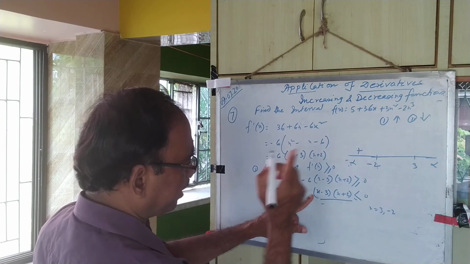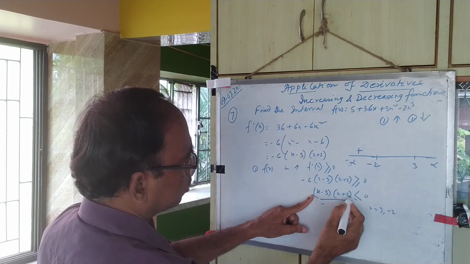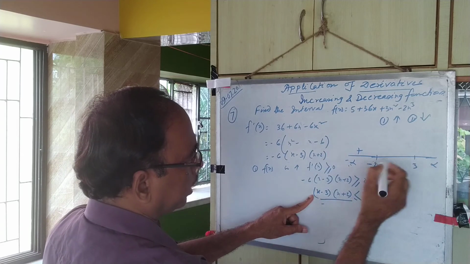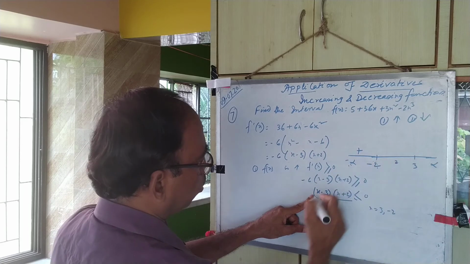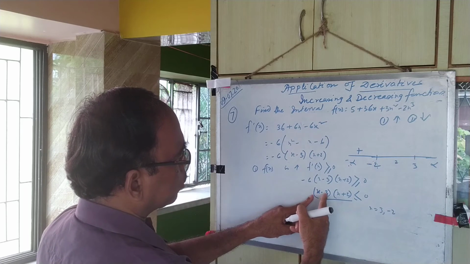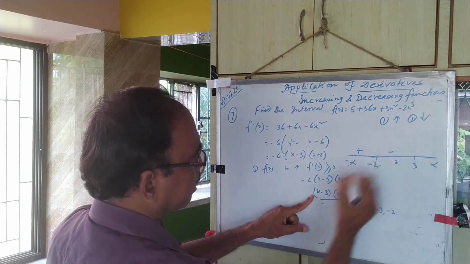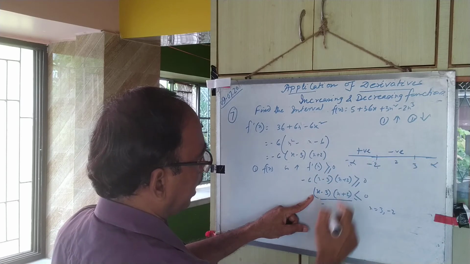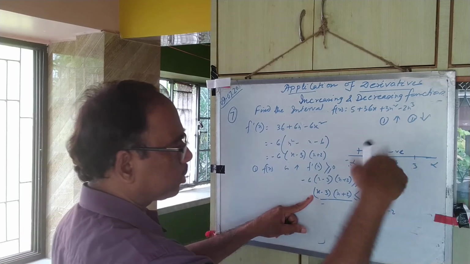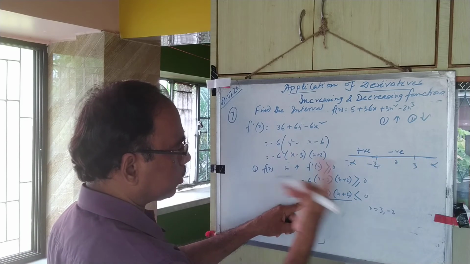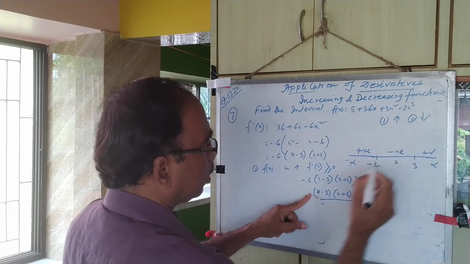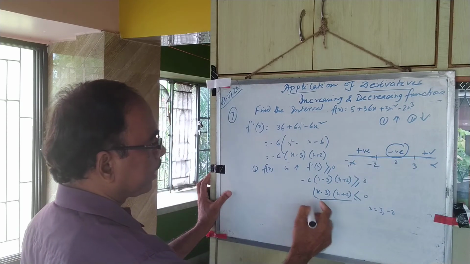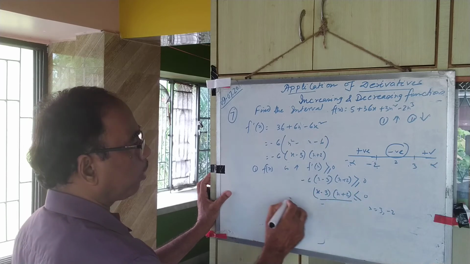Minus 4 minus 3 is minus 7, minus 4 plus 2 is minus 2, multiplied the value is positive. And for minus 2 to 3, suppose we take 2. 2 minus 3 is negative, 2 plus 2 is positive, so the product value is negative. And for 3 to infinity, suppose we take 4. 4 minus 3 is positive, so this is positive. So here this should be negative, and this is satisfied.